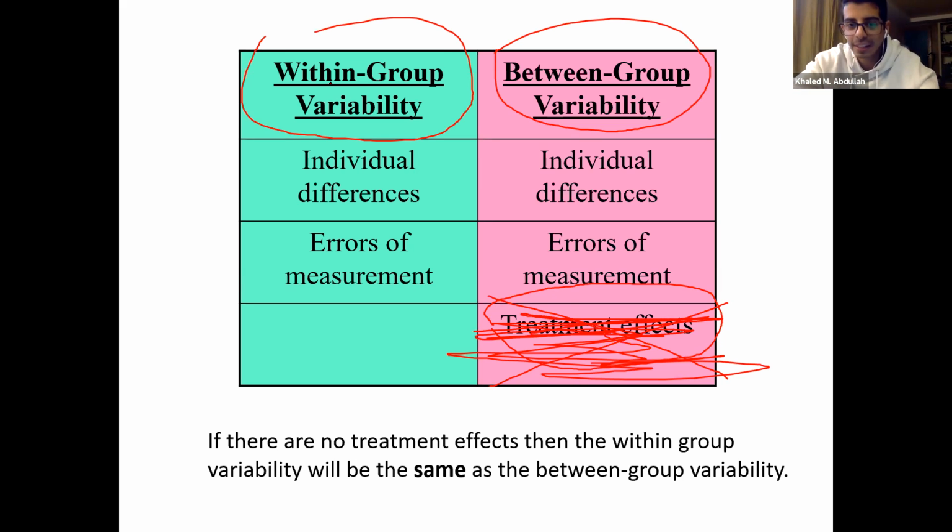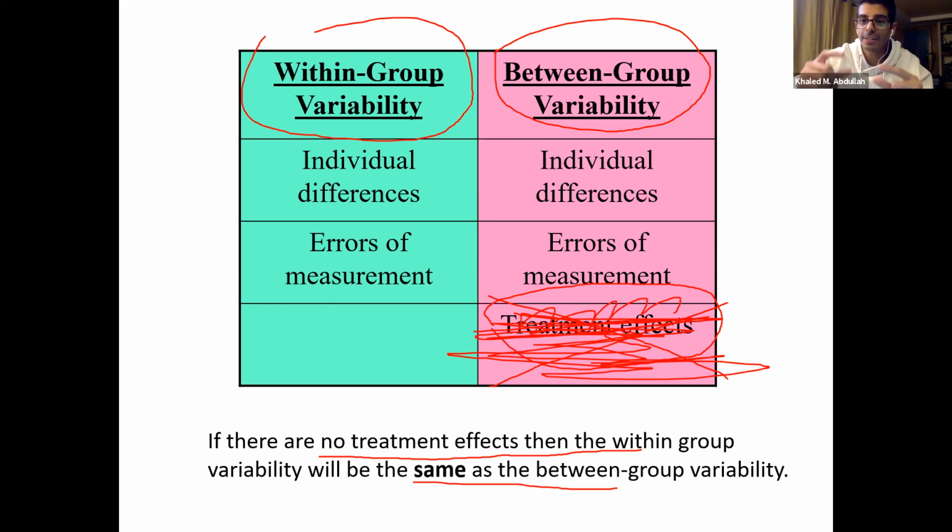So did you get this? Can you appreciate the connection? Did you guys understand this? Because this is really important, because he mentions it here. If there are no treatment effects, then within the group variability will be the same as between the group variability. And it makes sense. If you get rid of this little thing, then these two are the exact same, right?